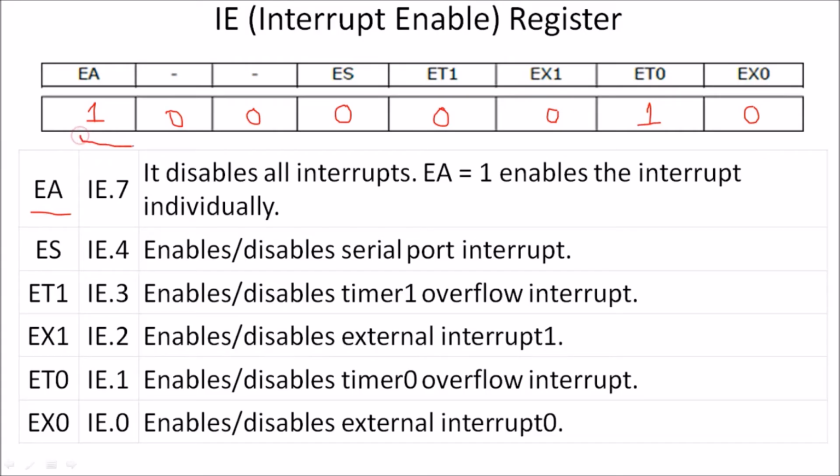Now we can convert this into hex, and that should be stored in the IE register. If we convert it into hex, we get the value 82H. So 82H should be stored in the IE register. We can use the immediate addressing mode of the move instruction. So this is the IE register.